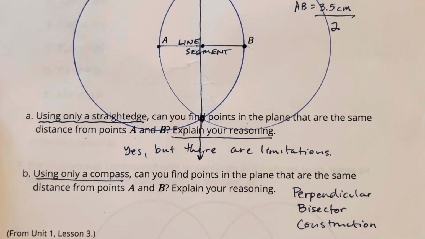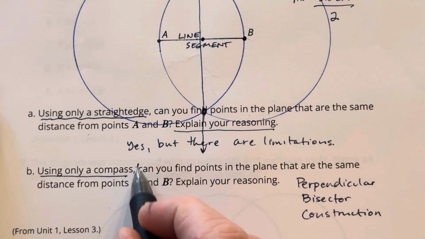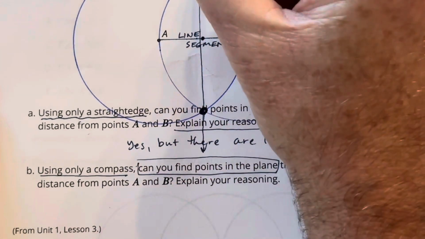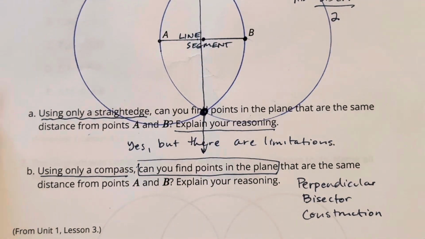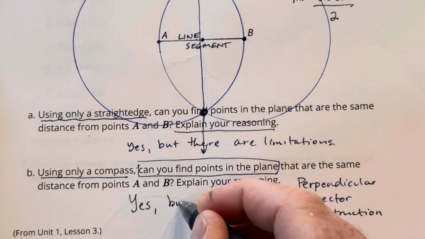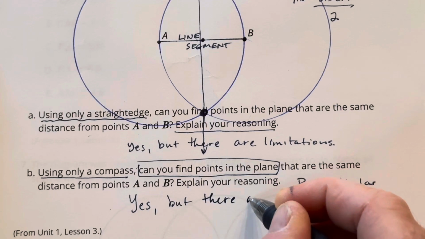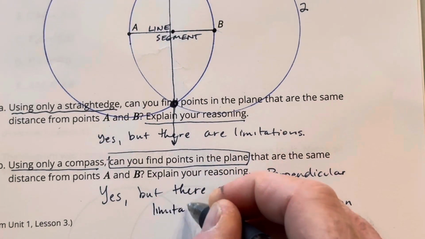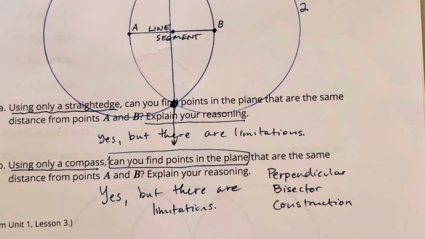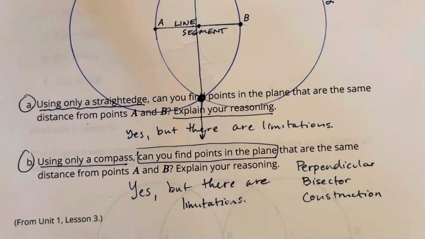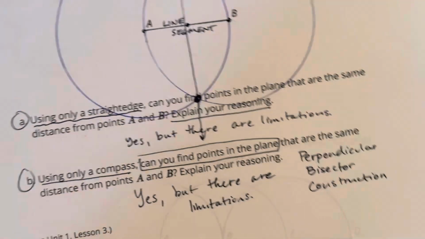So, it just says, can you find points in the plane that are equal distance? These two for sure. All right, so I say yes, but again, there are limitations. The key on this is really think about these and come up with a justification. It's really important. All right, let's move on. Number 6, here we go.